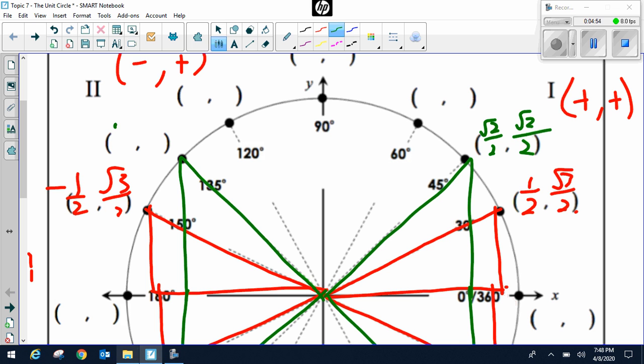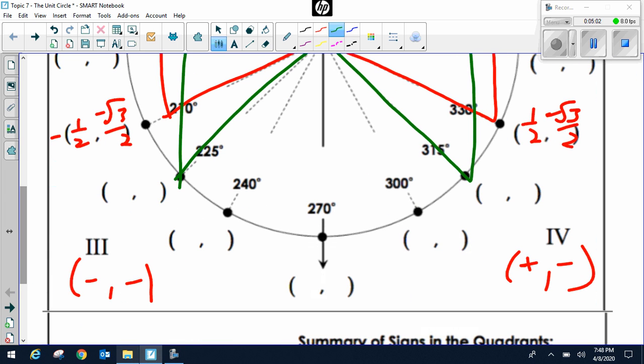And like I said, it repeats all the way around. The only difference is your signs change. So in this one, the x is negative. In this one, they're both negative. And on this one, and you notice you can see the degrees there, okay? The y is negative. Okay?